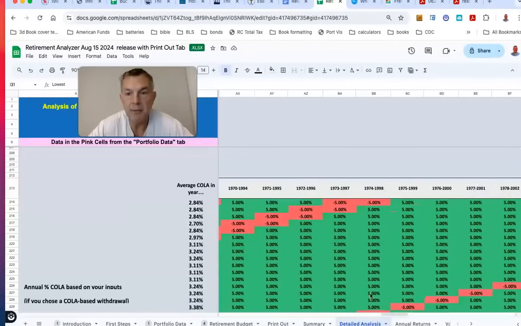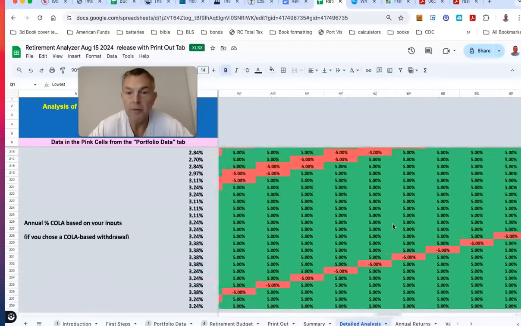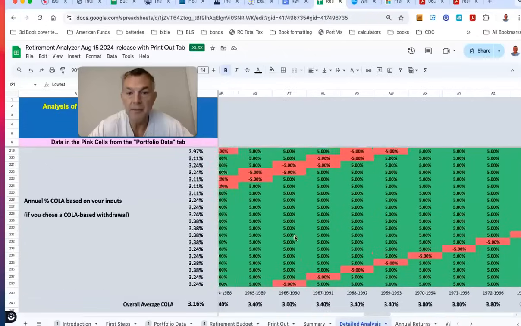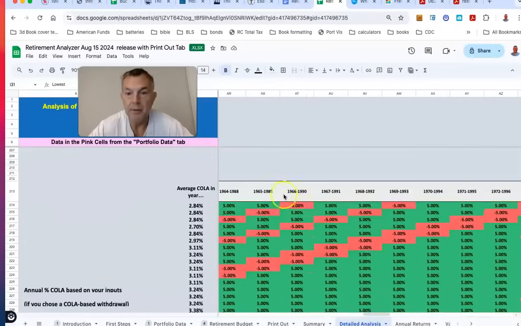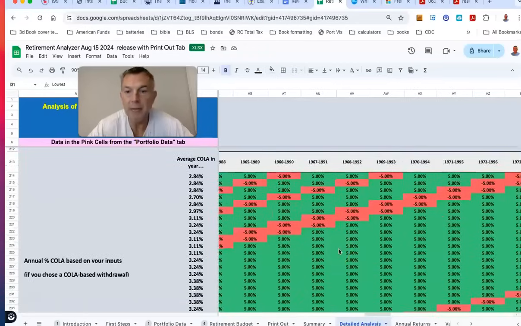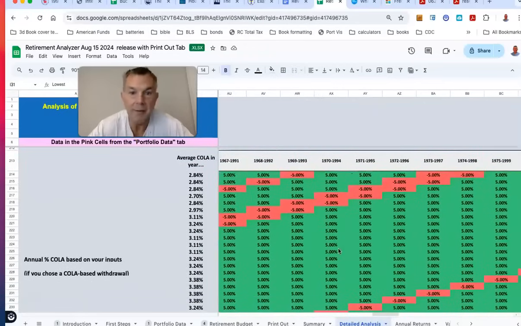Not too shabby, because if you retired in 1974, you're in a wonderful place. If you retired in 1973, you're in a world of hurt for sure. But even then, look at this, 1970, 1969, look right here, 1966. So what's happening here is we're telling the software, hey, reduce our spending when the portfolio is negative. It's just that simple.